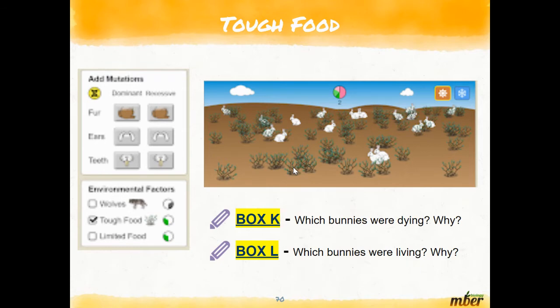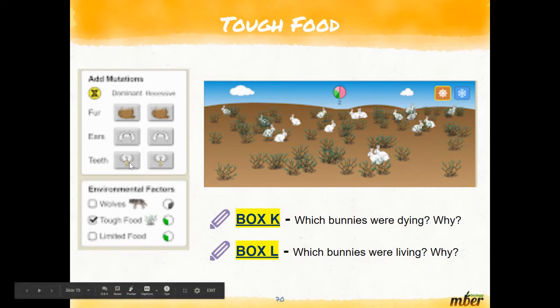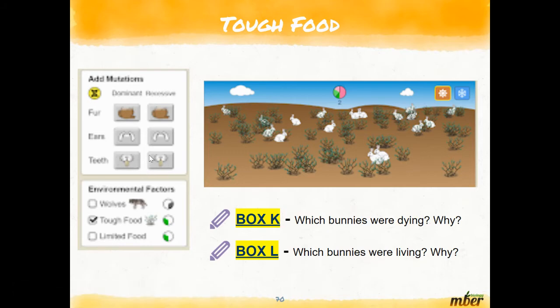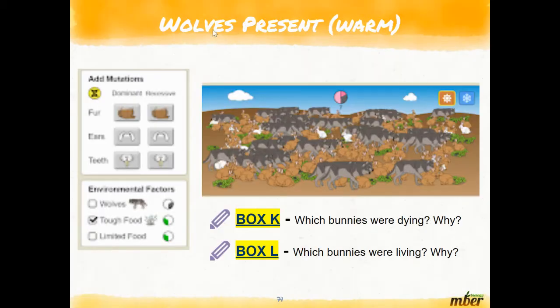Okay, so box K and L. When there was tough food, which bunnies were dying? What type of teeth did they have? Which bunnies were living? What type of teeth did they have? The wolves present, so that means there were predators.